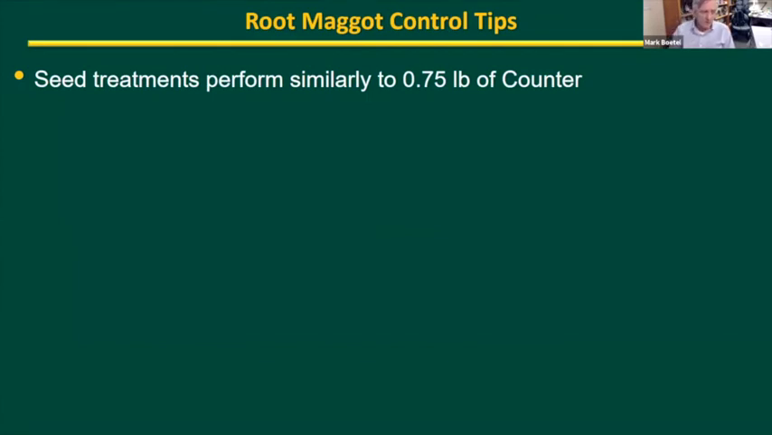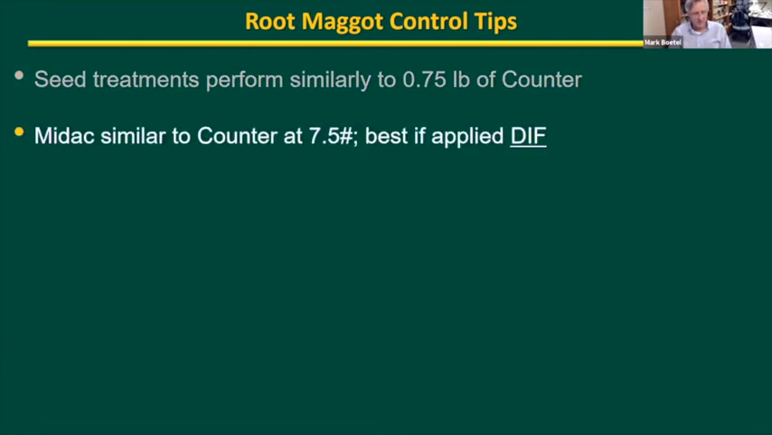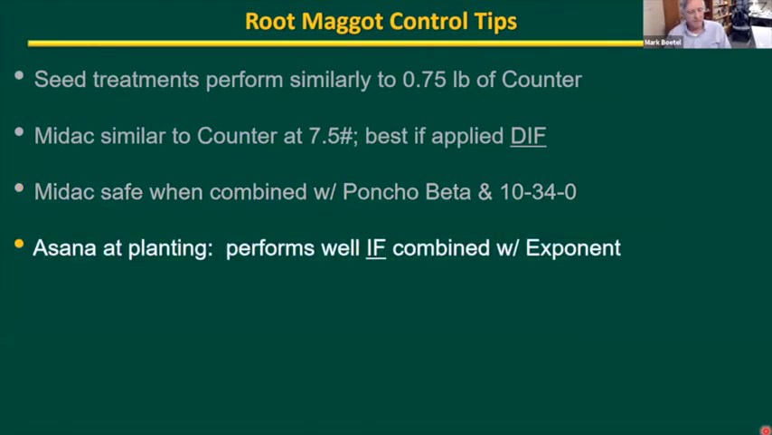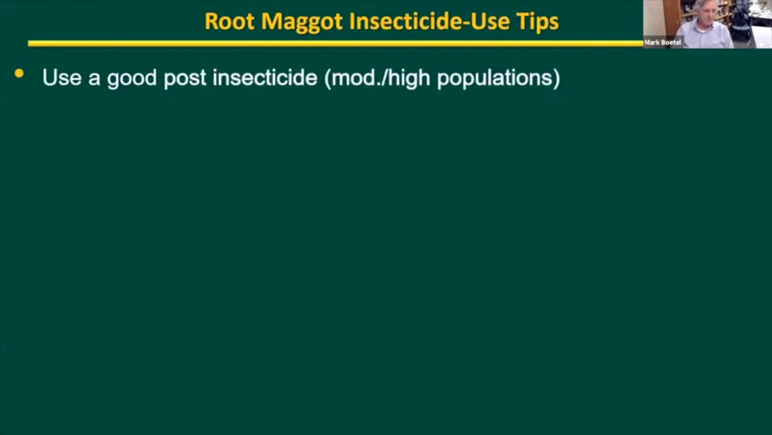So as far as controlling the root maggot, we know the seed treatments and Midac perform similarly to 7.5 pounds of Counter. We believe Midac works best as a dribble in-furrow application. We've seen that Midac is safe when combined with a seed treatment and 10-34-0 starter fertilizer. It's kind of a new kid on the block for at-plant applications. Asana appears to perform well, but you've got to use the synergist Exponent with it to optimize control.